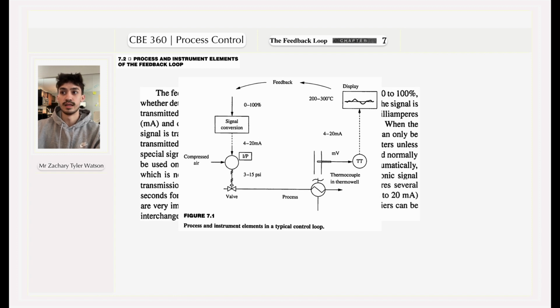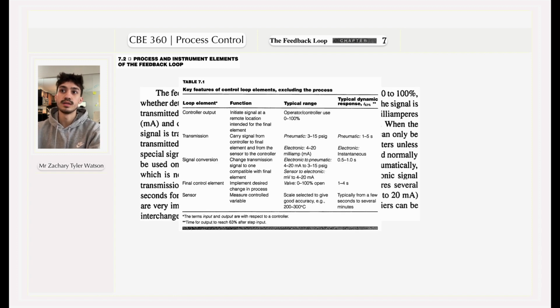Figure 7.1 shows the process and instrument elements in a typical control loop. Table 7.1, key features of control loop elements excluding the process. Inside this table: loop element, function, typical range, and typical dynamic responses, for the controller output, transmission, signal conversion, final elements, and sensors. We can talk about that later.